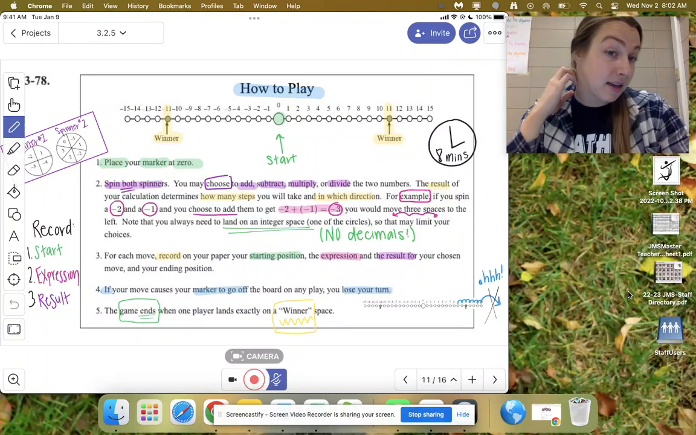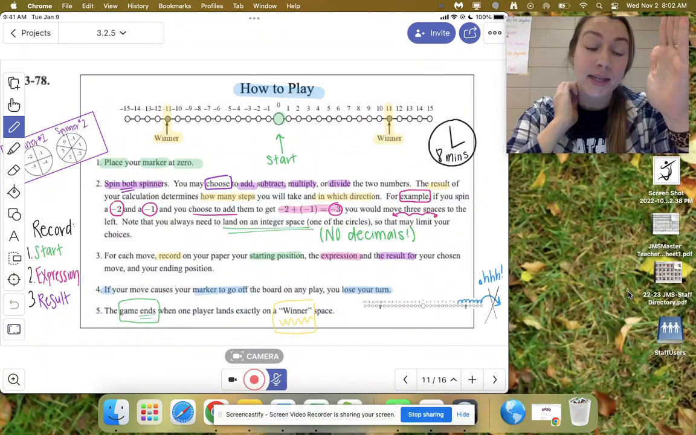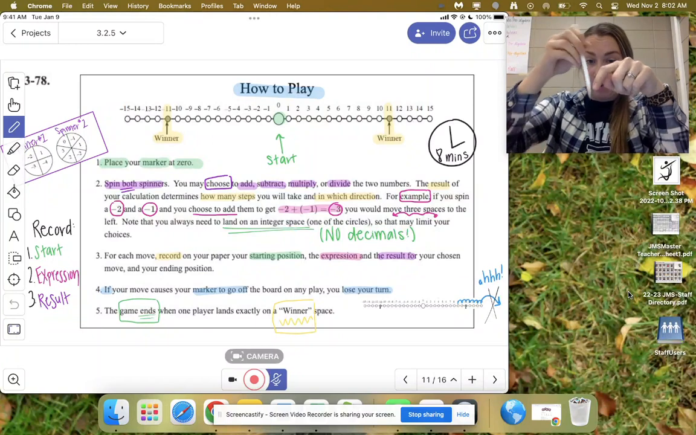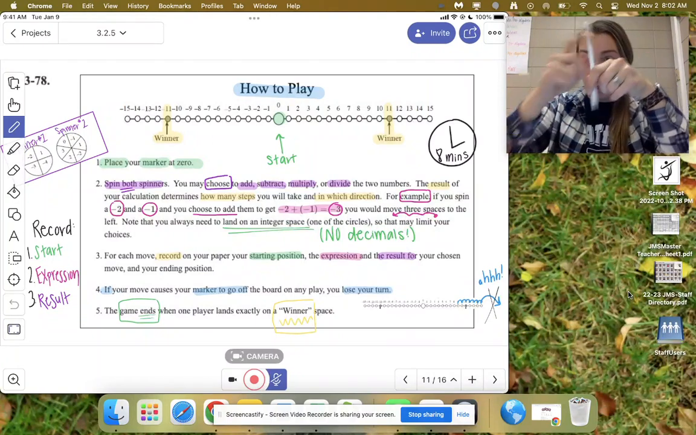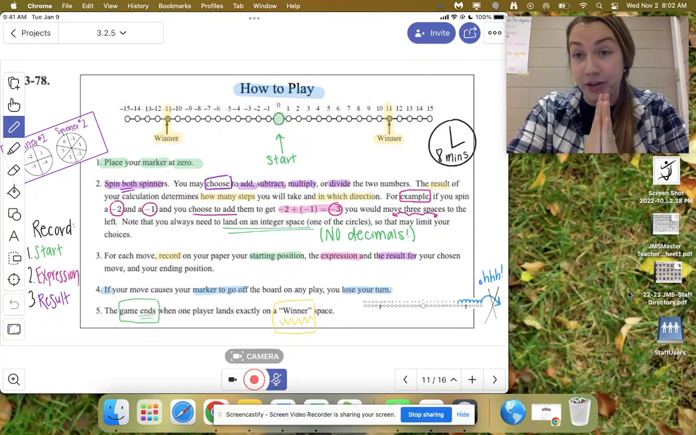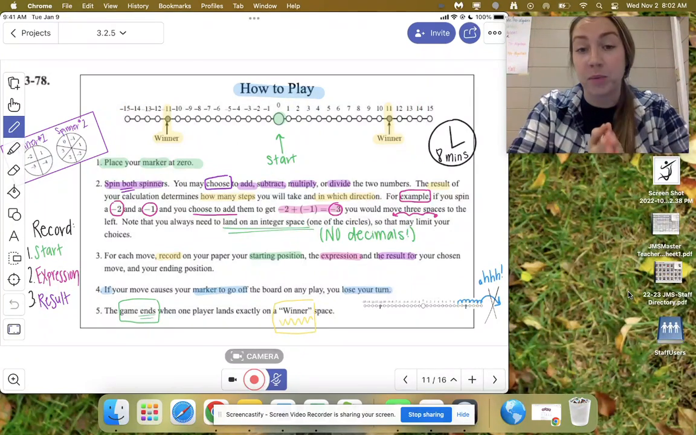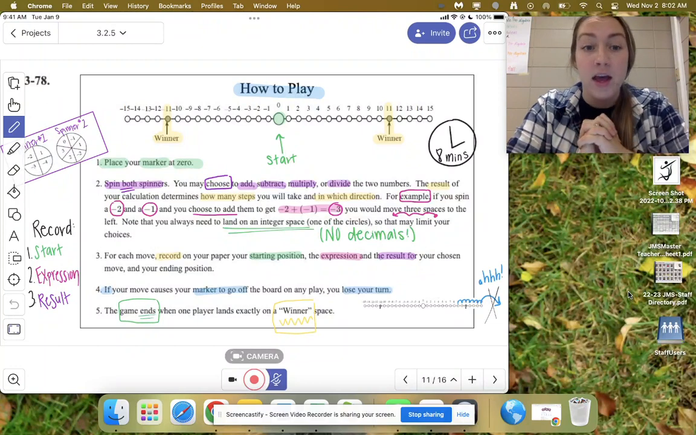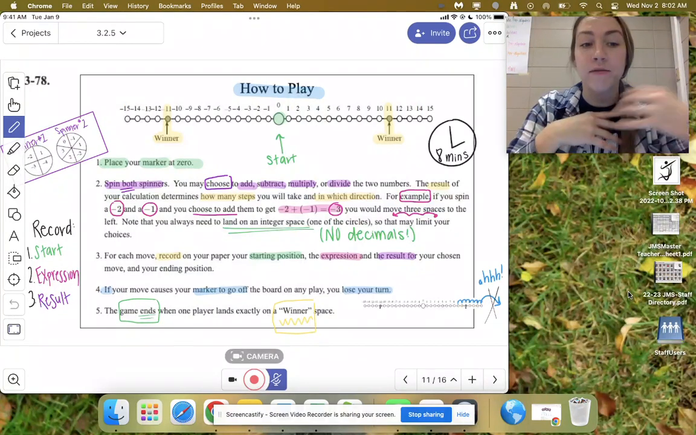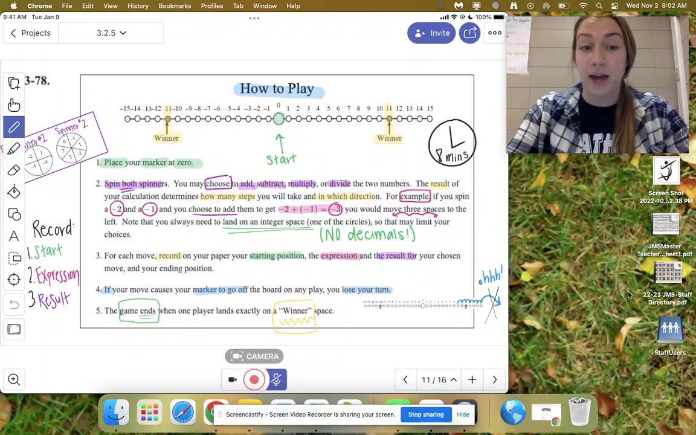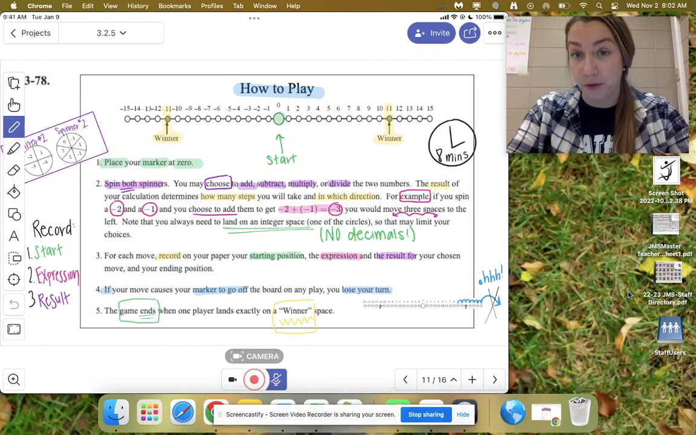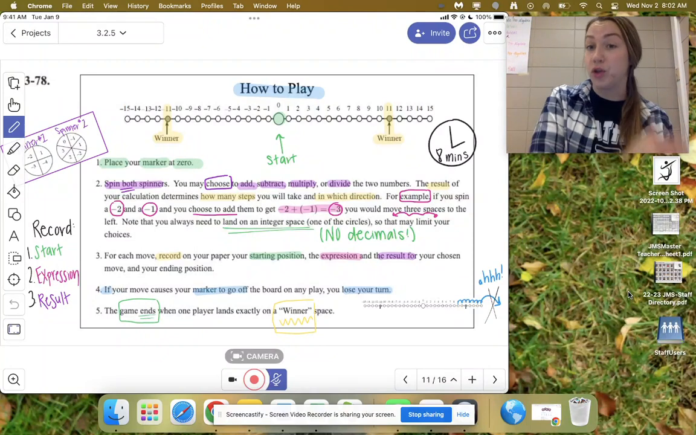So it says place your marker at 0, spin both spinners. You put the paper clip down, hold it with a pencil, and you can flick it or spin it, whatever you want, and it's going to land on a number. You can either choose to add your numbers together, subtract them, multiply them, or divide them. The result tells you how many steps you can go and in what direction. For example, if you spin a -2 and a -1 and you choose to add them together, -2 plus -1 is -3. So you'd move 3 spaces to the left.